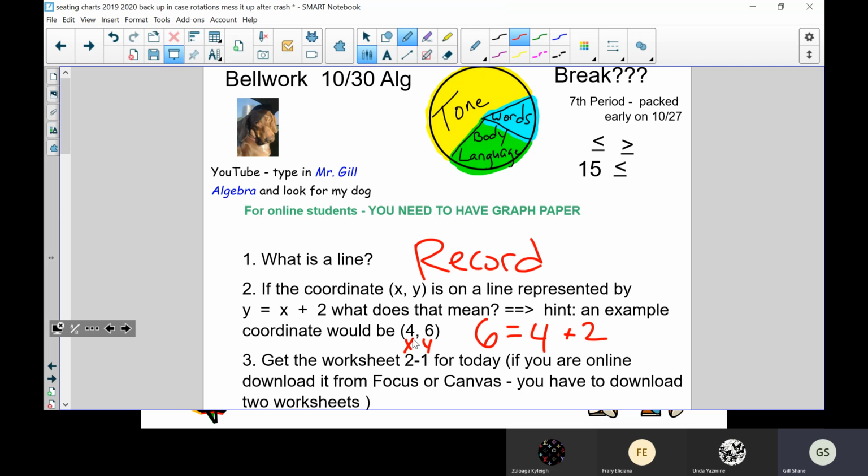So let's see if we understand that. Who am I going to call on? Let's go with Anthony. Renaya is going to be next. Give me another x and y coordinate. Another point. It's going to have an x and a y in it. Give me another one that's on that line. So 4 and 6 is on the line. I just proved that. Give me another one you think might be on that line.